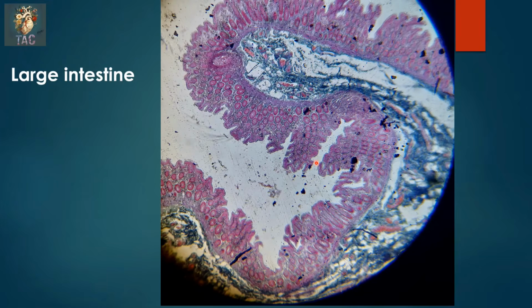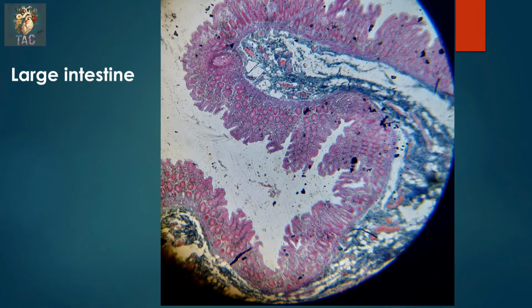Same large intestine at lower magnification. Here you can also appreciate the flat surface of the cells, then the intestinal glands, the muscularis mucosae, and here you can see the submucosa. So this is the folding of the mucosa. These are the haustrations. These are temporary folds which are present over here.